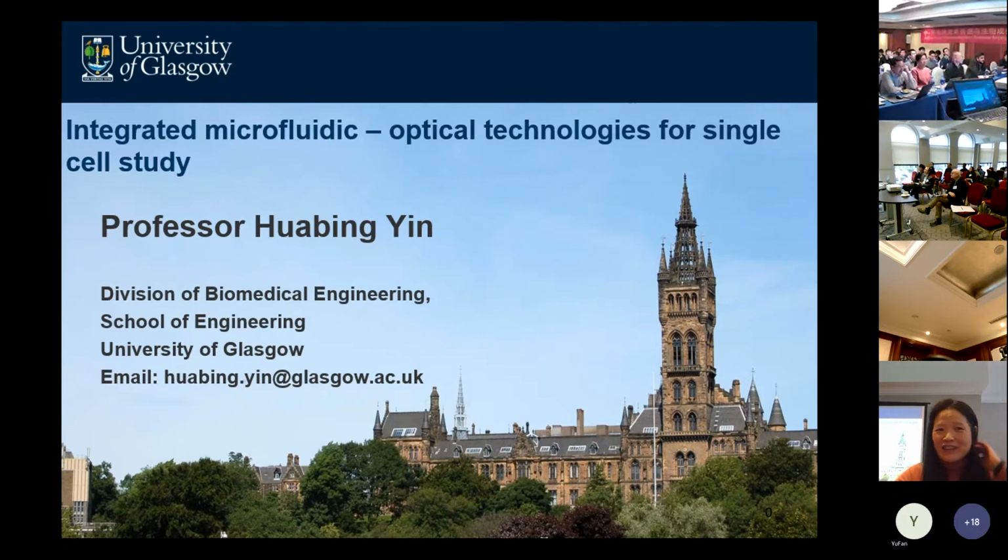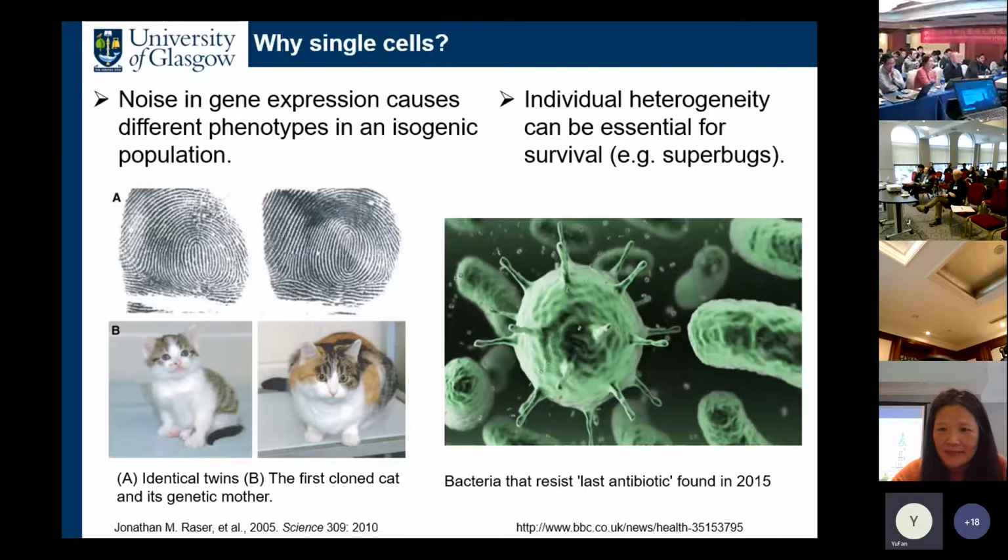So today I'll try to tell you about something we have been working on: integrating microfluidics and optical technologies for single cell study. I'd like to give you some background. Why are we interested in studying single cells? Well, this is to study biological populations at single cell resolution.